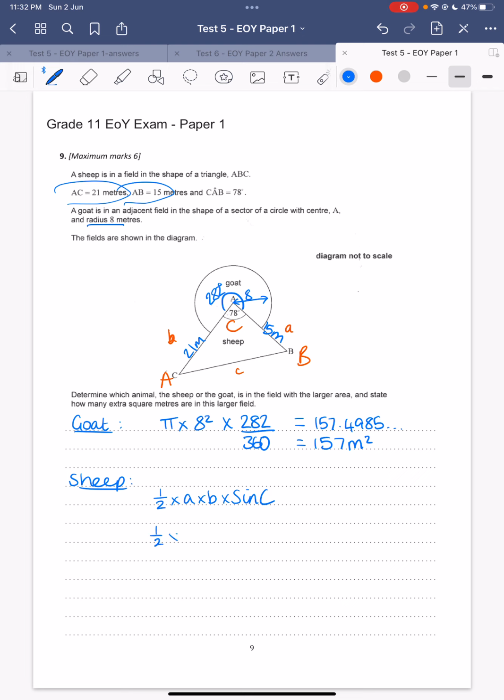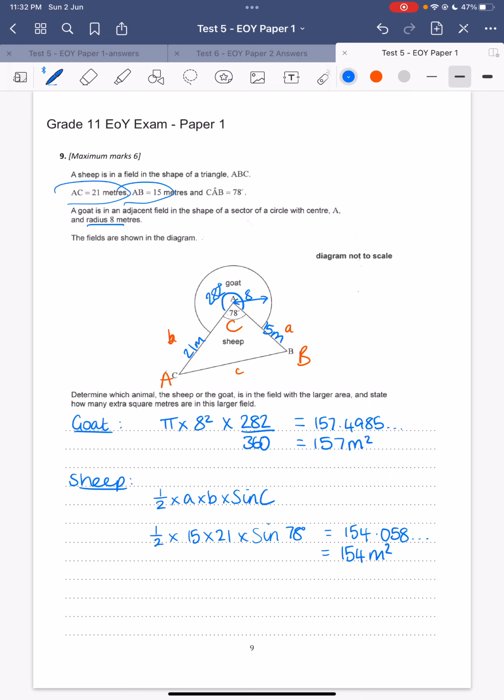So a half times A, which is 15, times B, which is 21, times sine of the angle, and the angle is 78 degrees. And when I plug that into my calculator, again, make sure your calculator is in degrees, not radians. Then that gives me 154.058 meters squared, or to three significant figures, 154 meters squared.